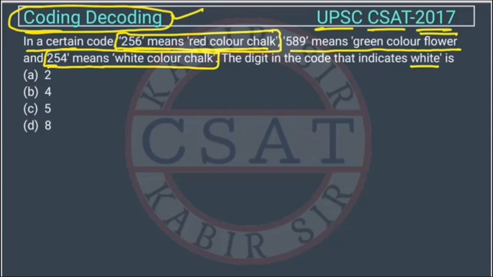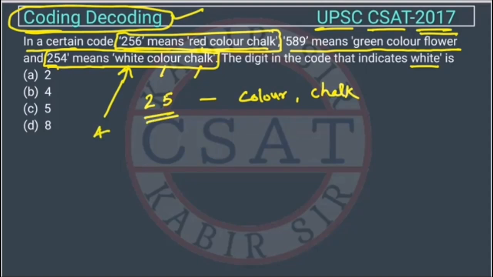So how will we normally solve this? We will see what is common in 256 and 254. Here we have two things common, 2 and 5, right? And in the words, what is common? Red color chalk, and here it is white color chalk. So the color and chalk are common. So this will be color and chalk, right? What is remaining here? White. So white will be coded as 4, right? Because 2 and 5 are already taken. So the code for white will be 4. So the answer will be option B. So option B is the answer, right?